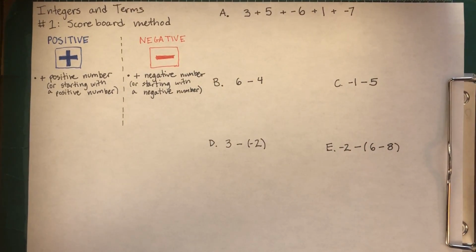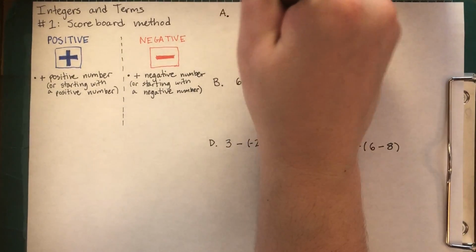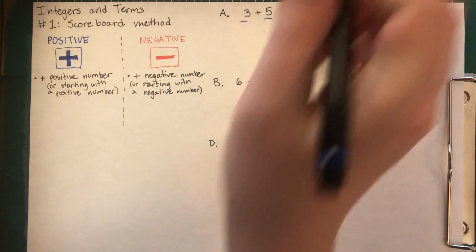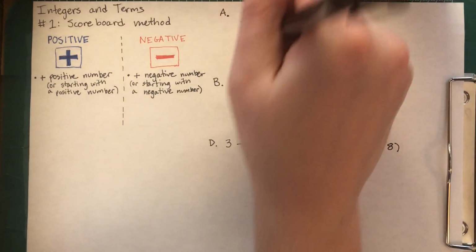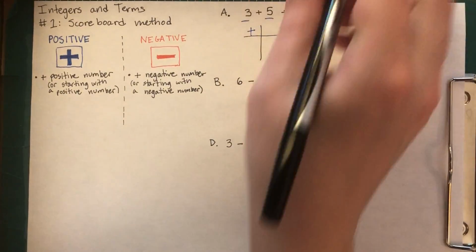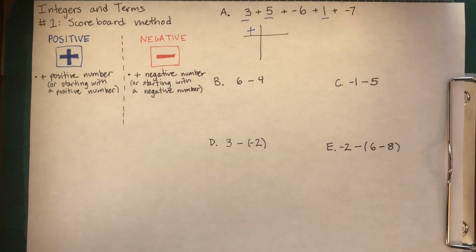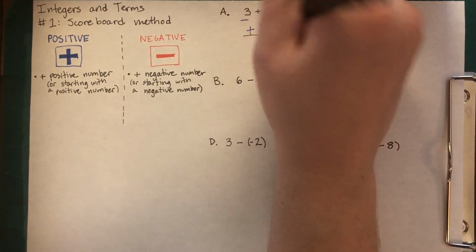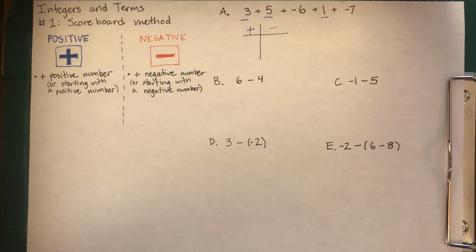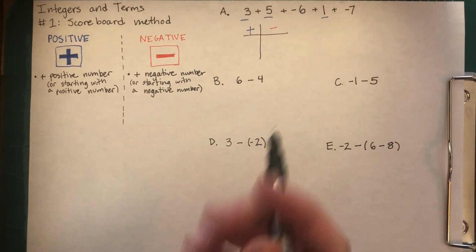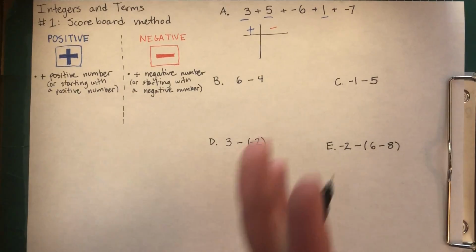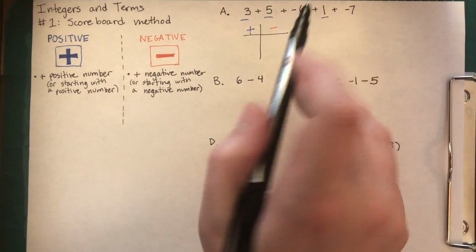So for the positive team, I've got 3 and 5 and 1. So I'm going to make a little scoreboard here with the points for the positive team on one side and the points for the negative team on the other side. There won't always be this many different numbers, but even if you only have 2 numbers, this method still works. And you won't have to write it out every time, but it's a useful tool to have if you ever do get confused with the signs of different numbers.